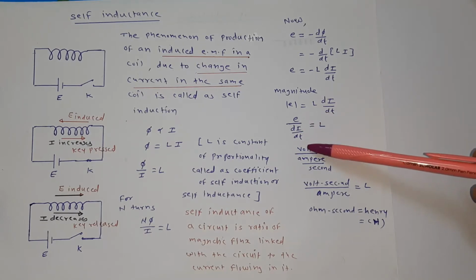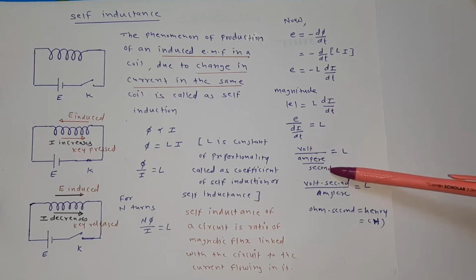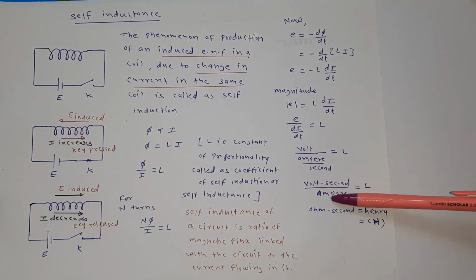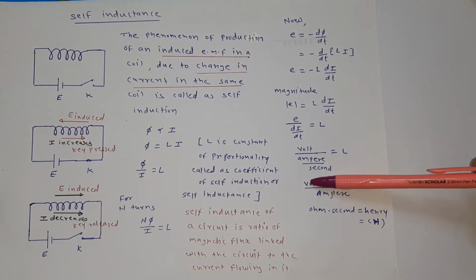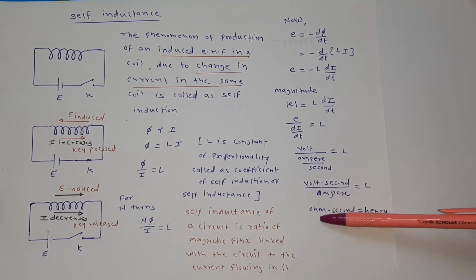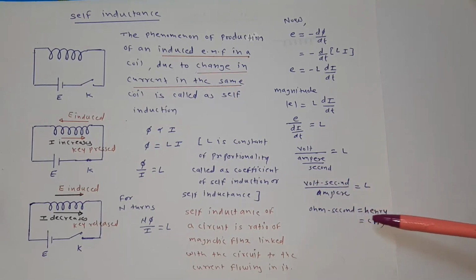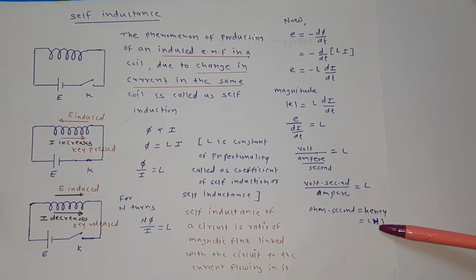Unit of EMF is volt, unit of current is ampere, unit of time is second. If I bring the second up, then it is volt second upon ampere. Volt upon ampere, that is V upon I, that is the unit of resistance. So volt upon ampere we can say ohm. So ohm second, or we can say Henry. So the unit of self-inductance or coefficient of self-induction we call a Henry. Next part.